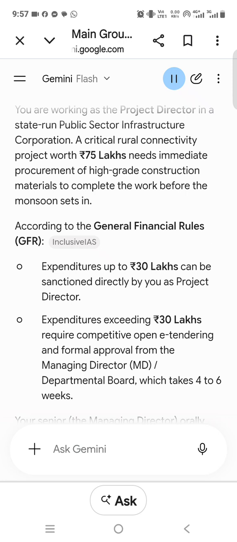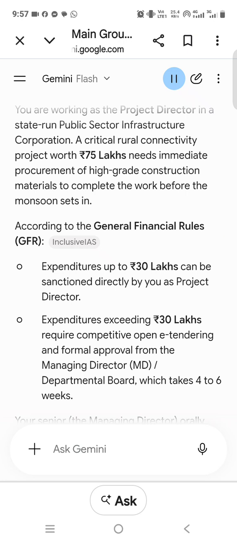Your senior, the Managing Director, orally instructs you to split the single purchase order into 3 smaller tenders of 25 lakh rupees each to bypass higher board sanction, meet the deadline, and award the contracts to a specific local vendor. He subtly hints that your upcoming performance evaluation, ACR, and promotion depend on meeting this project deadline without delay.